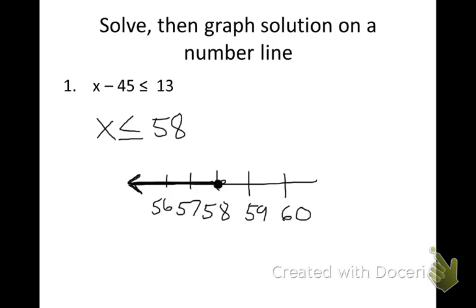So when you solved equations before, we solved it to be x equals 58 or x equals 7. It was very exact. It was one spot on your number line. Now you're saying with inequalities that it's somewhere in a direction. We don't know what the value exactly is, but it's somewhere less than or equal to 58.